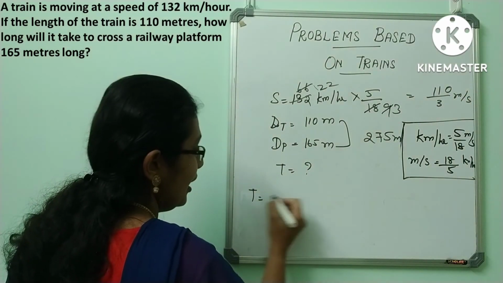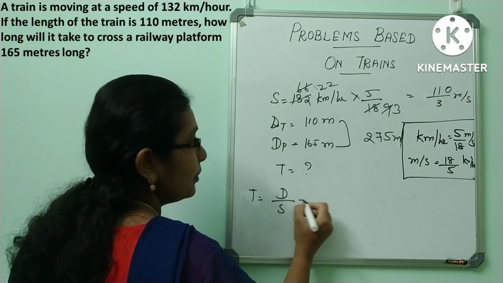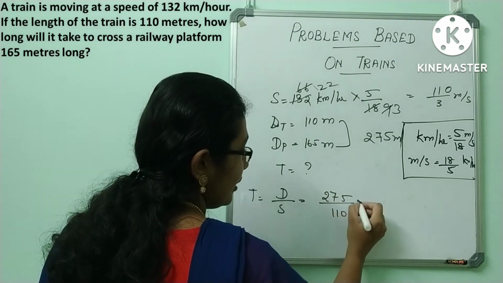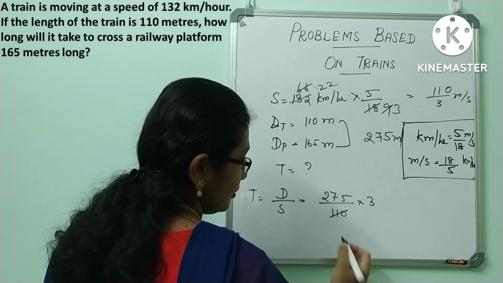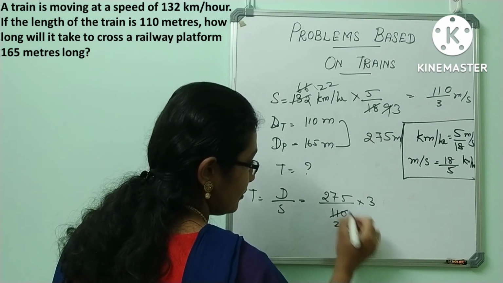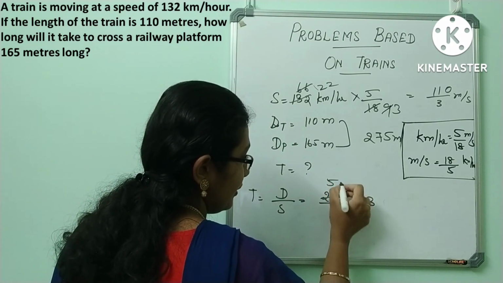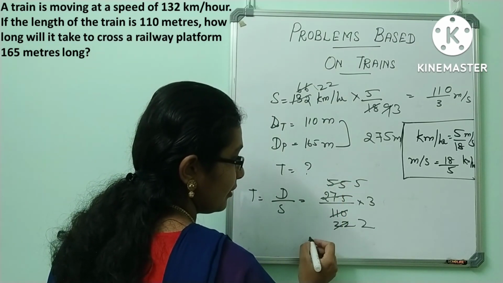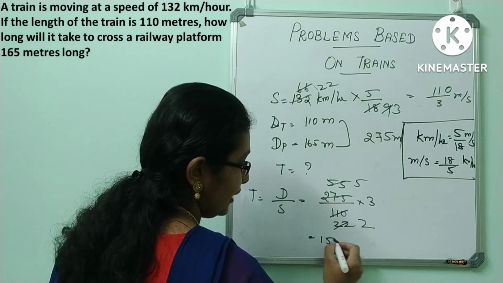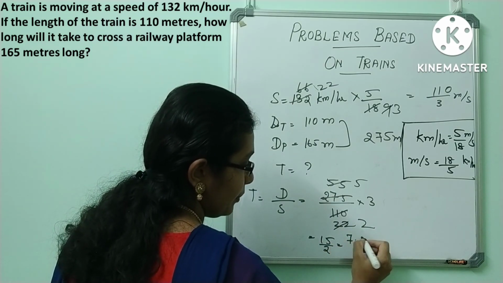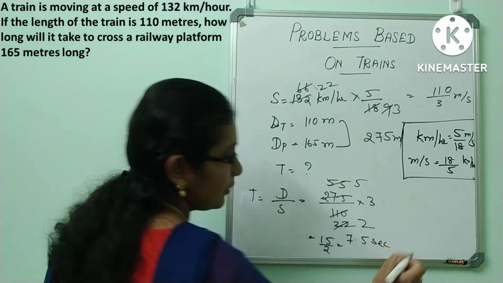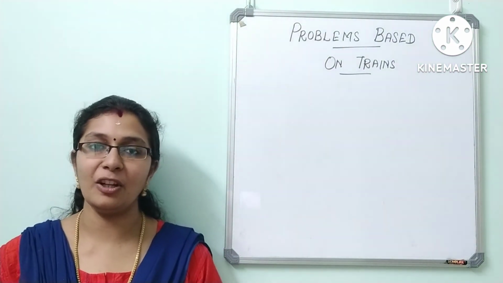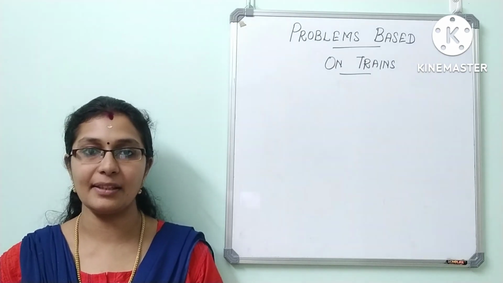Now you can easily find time. Time is equal to distance by speed, which is 275 divided by 110 by 3. So 5 2s are 10, 5 5s are 25, 11 2s are 22, 11 5s are 55. So 15 by 2 you will get, which is 7.5 seconds. Clear? Yes.